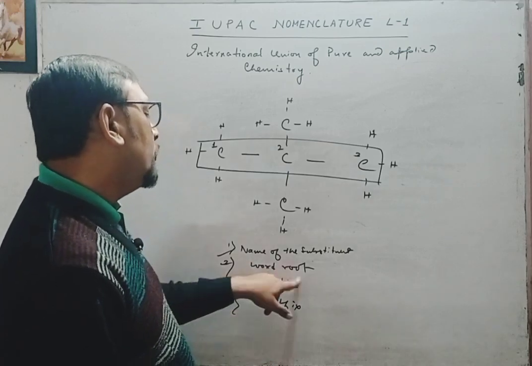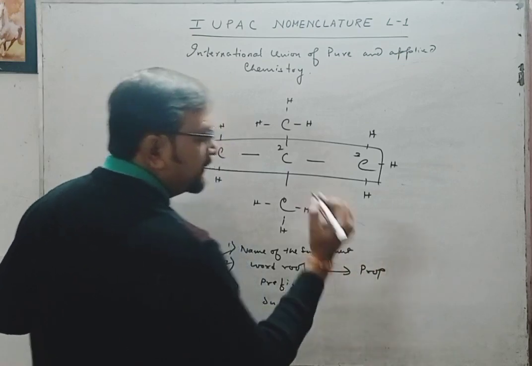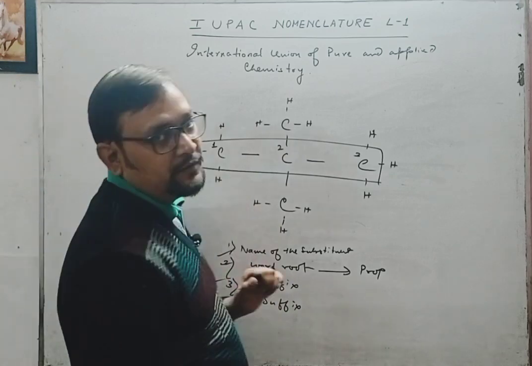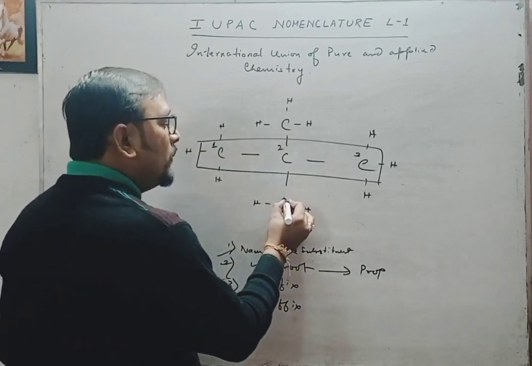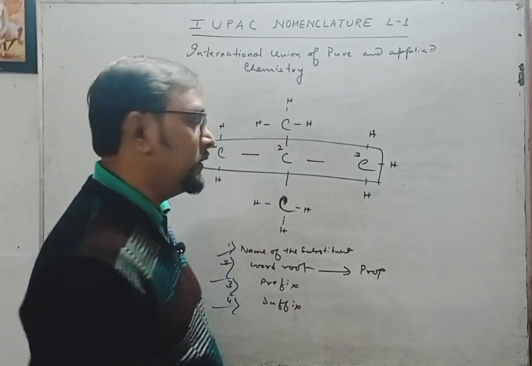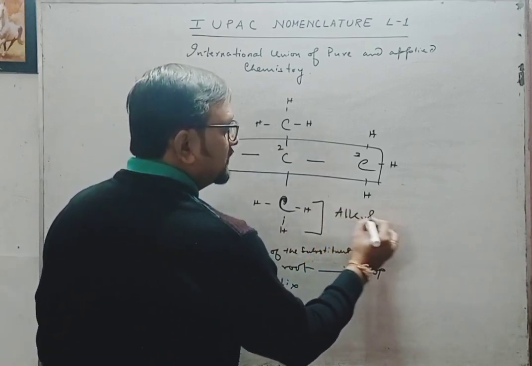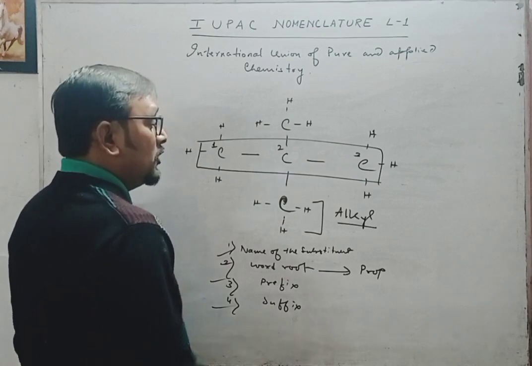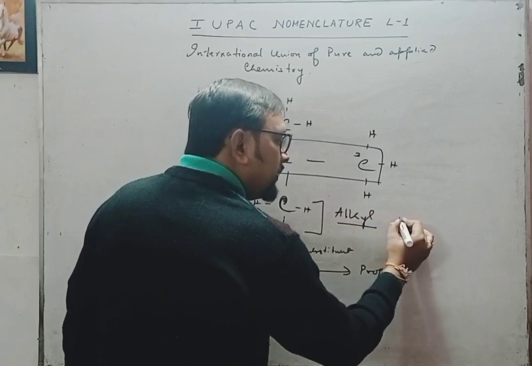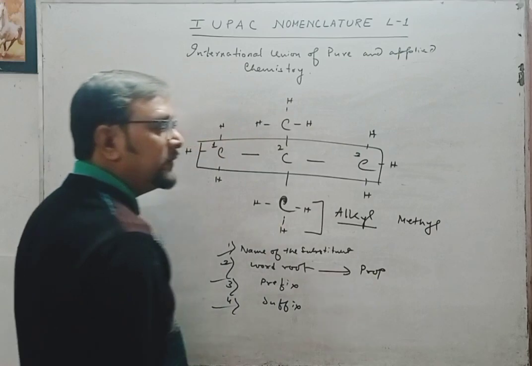So already I got the word root. Now what is the word root from this? Prop. Yes, prop. 3 carbons, so prop. What is the name of the substituent? Yes. So how many carbons does this substituent have? Only 1 carbon. So what is the nature of this substituent? This is an alkyl group, right? Yes. So what is the name? How many carbons are there? Only 1. So we will write meth as the word root plus yl. This is the name of this substituent.